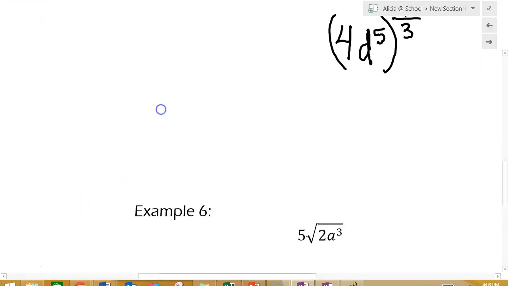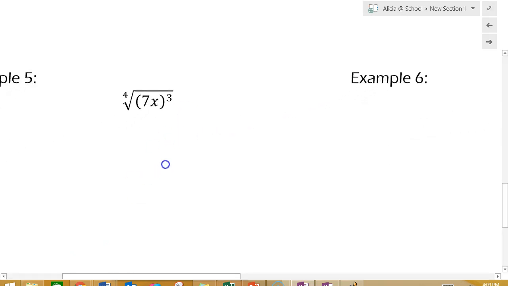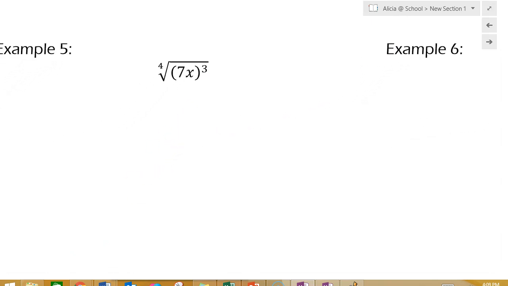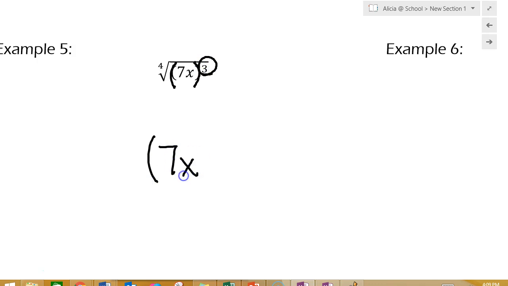Alright, and then my next question, I have number 5 and number 6. Kind of reiterating the fact that my base already had its parentheses, so you see how this one already has parentheses. That's how I know that this 3 is the exponent to the whole base. Okay, so I'm going to keep my base together. 7x is going to be in parentheses still together. And I'm going to go ahead and take that exponent, make that my numerator. And then take that root number and make that the denominator.